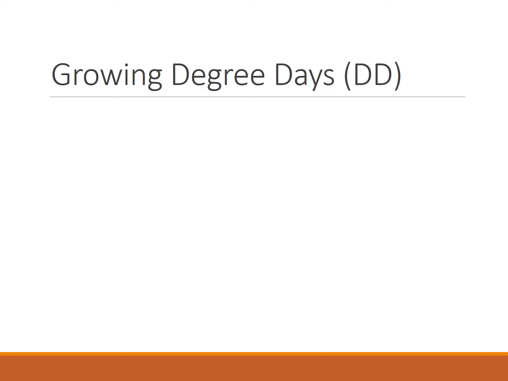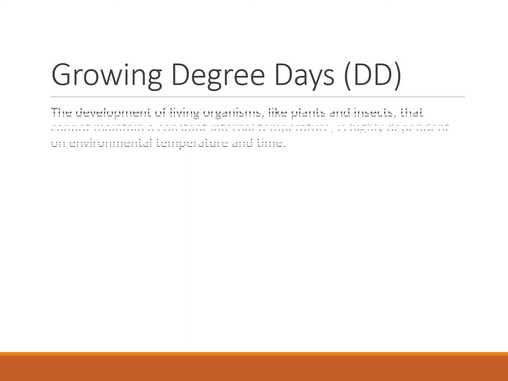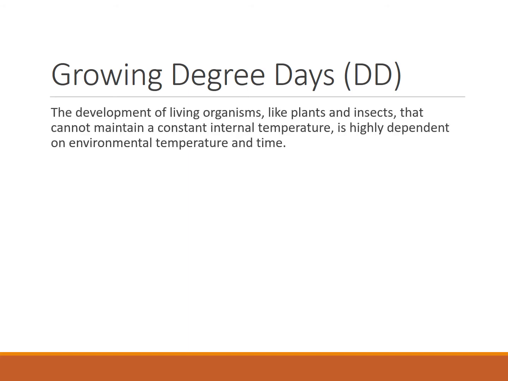So what exactly are growing degree days? Growing degree days are a measure of heat accumulation used by horticulturalists, gardeners, and farmers to predict plant and animal development rates, such as the date that a flower will bloom, or an insect will emerge from dormancy, or a crop will reach maturity. So the development of living organisms like plants and insects that cannot maintain a constant internal temperature.